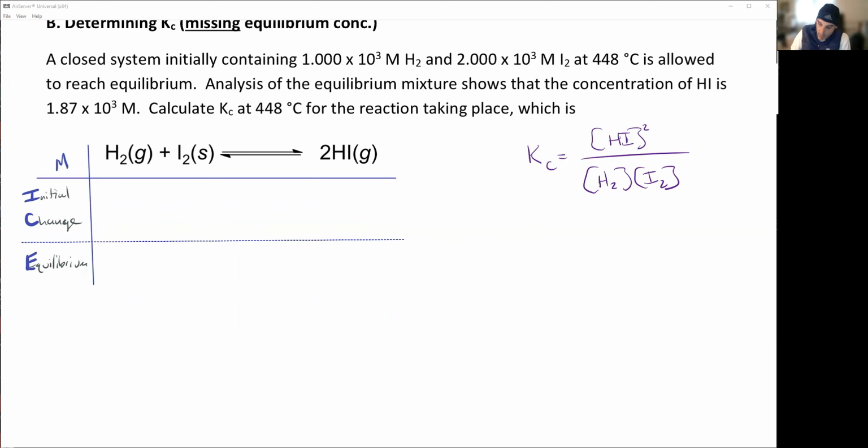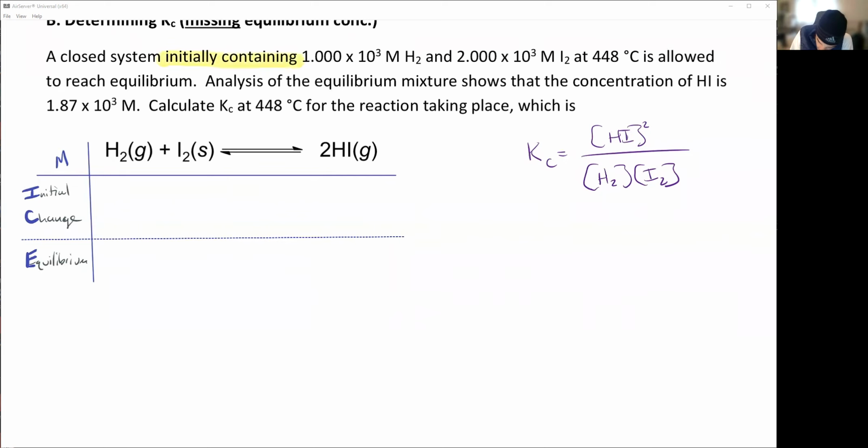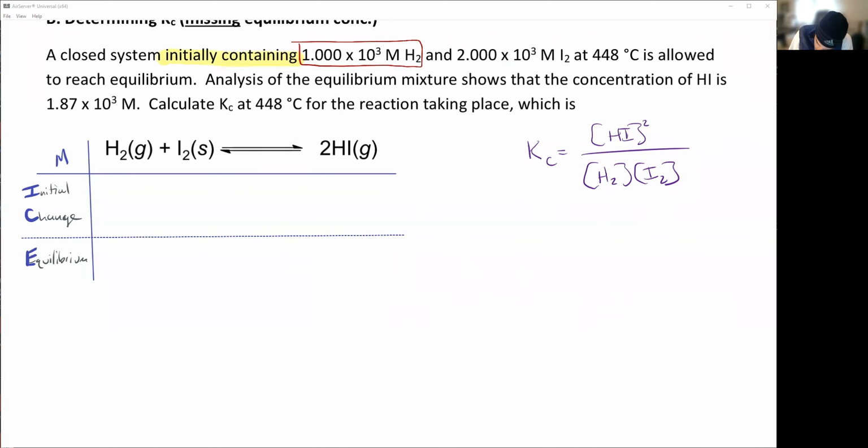Now let's walk through the problem and read what we've got. Again, we established we've got the equation with our ICE table, and we've got our equilibrium expression. So in a closed system, initially containing 1 times 10 to the 3 H2, 2 times 10 to the 3 I2, so 1,000 molar H2, now we're just going to plug this in. Initially I have 1,000 molar of that, 2,000 molar of I2, fine, fantastic.